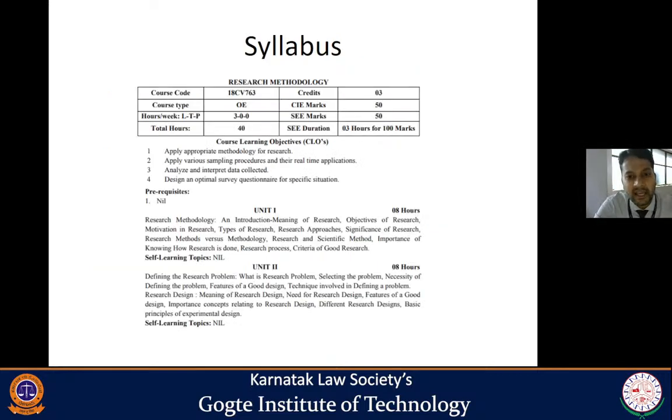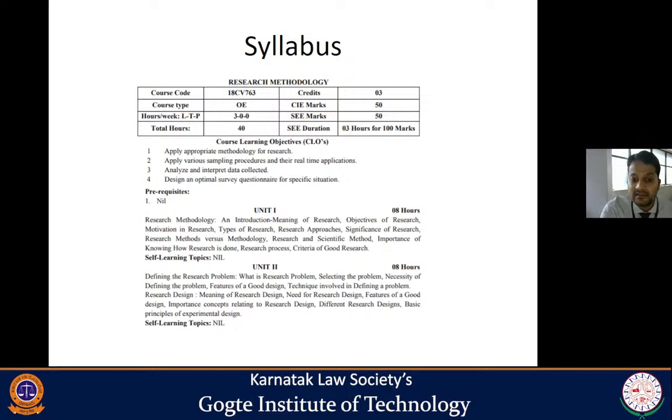Coming to the actual syllabus, you all know that it is a three credit course, 3 hours per week. In unit one, it gives a brief introduction about what you mean by research, what the different types of research are, what the criteria for good research are, and how research is done, the significance of research, and the main thing, the objectives of research, which we are going to study in detail in unit one.